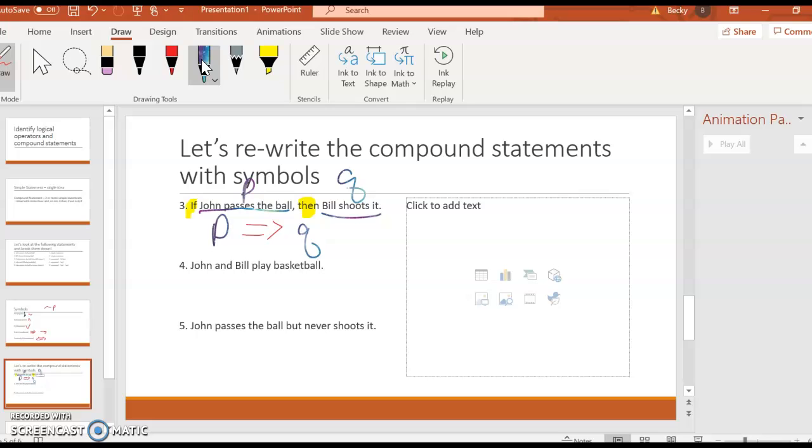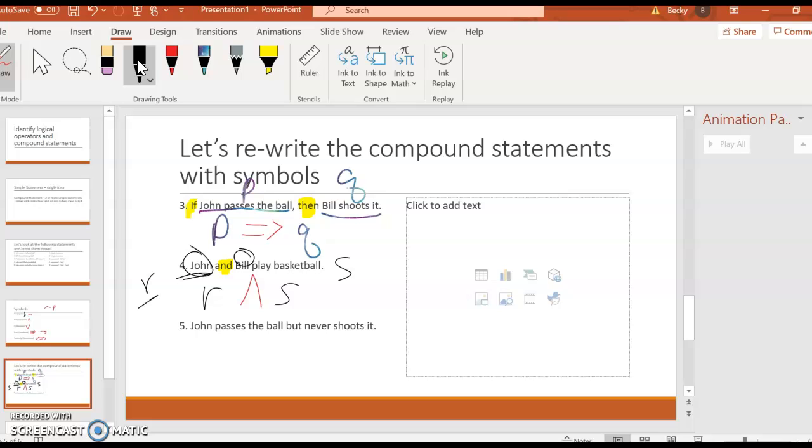All right, let's go to the next one. The connective is and, so we know we're going to use the A without the bar. And now we've got to think about what are the two simple statements we're joining. Well, we've got John playing basketball. Let's call that R. And Bill playing basketball. Let's call that S. So that means we have R and S. It's kind of the pieces. So you identify John playing basketball as R. That's kind of the idea.